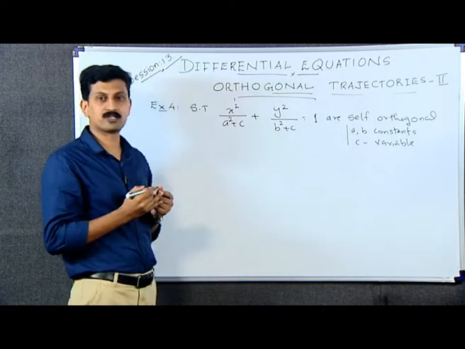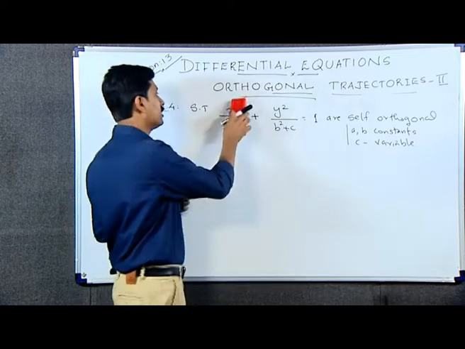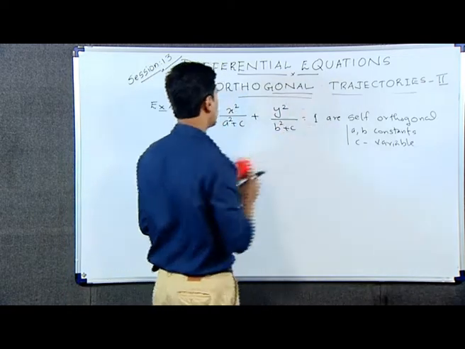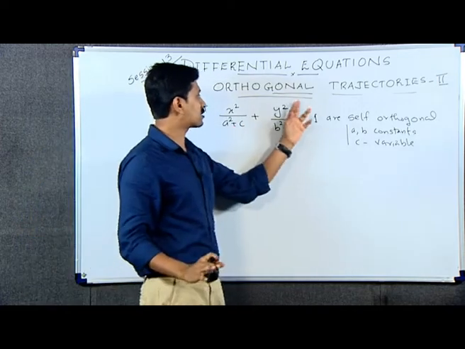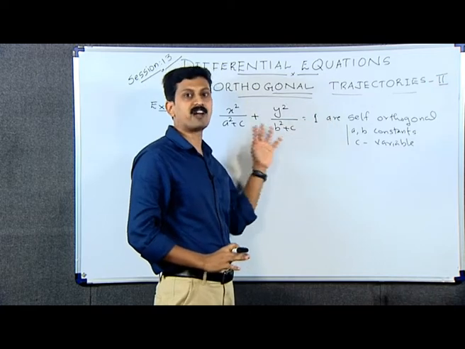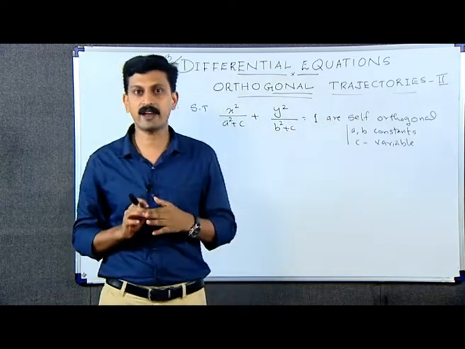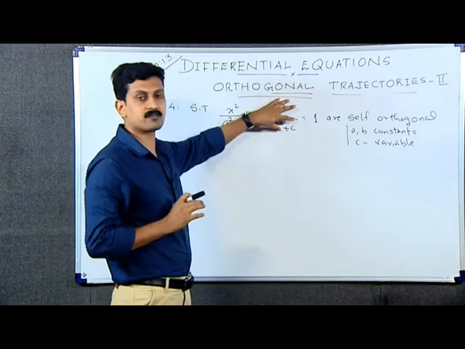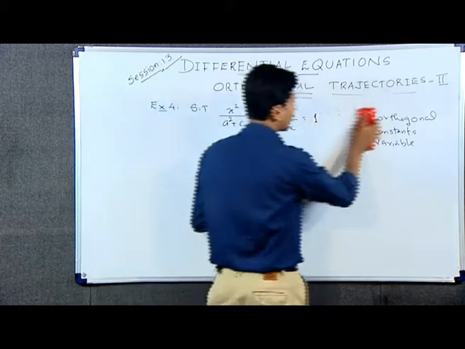In this question we have to show that this is an equation of an ellipse, and that it is self orthogonal. That means the orthogonal trajectory of this family of ellipses is the same family itself. So it is enough to find the differential equation corresponding to this family of ellipses. I am taking this as equation number 1.